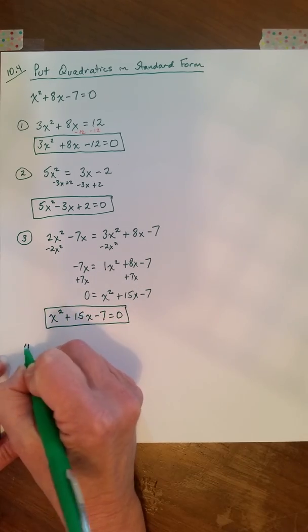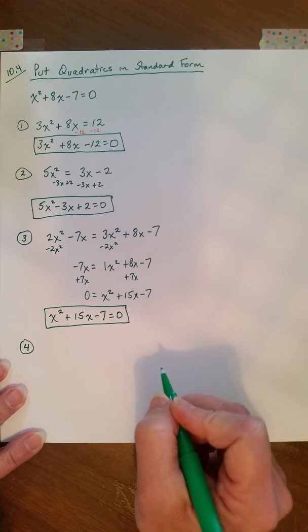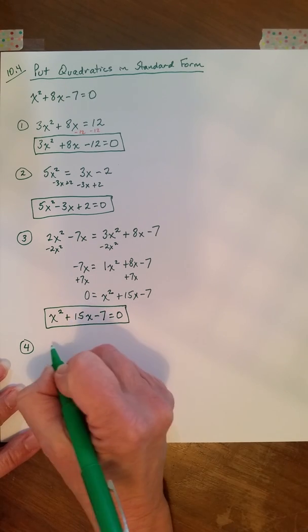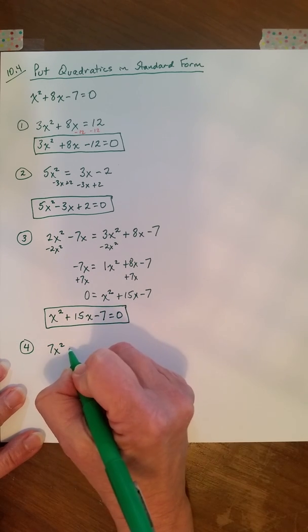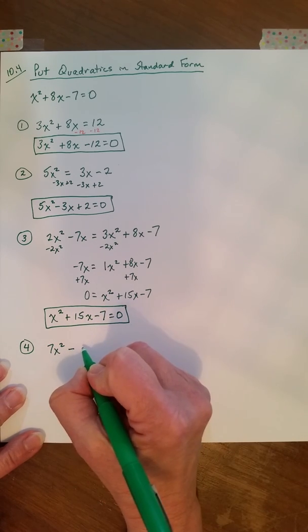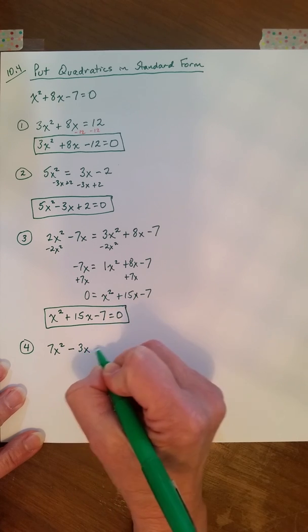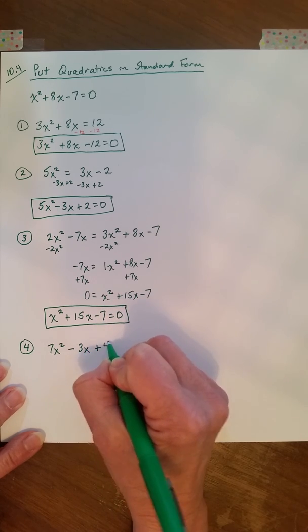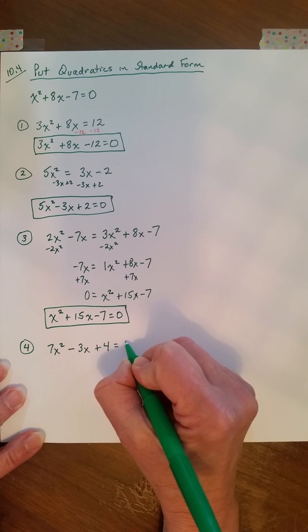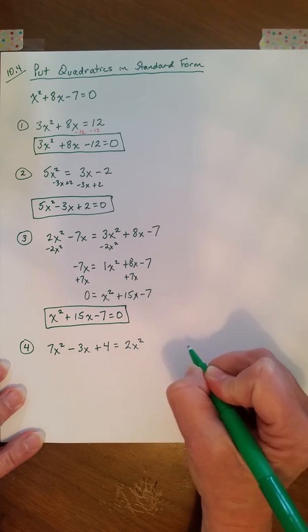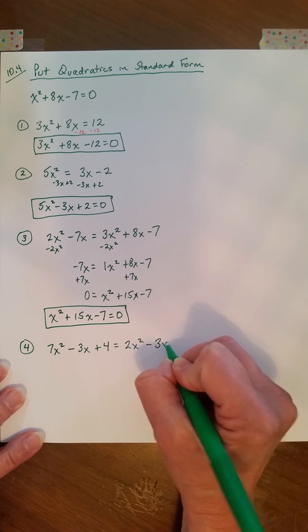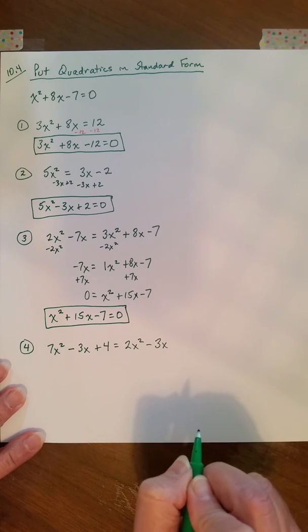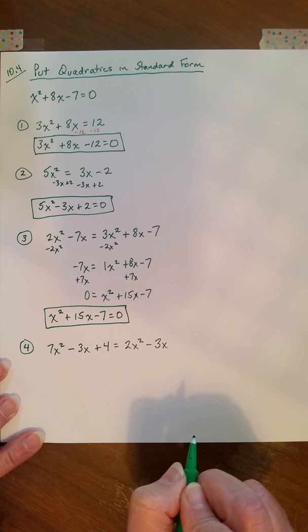Okay, let's do one more. How about 7x squared minus 3x plus 4 equals 2x squared minus 3x. Why don't you hit pause and see if you can get it in standard form.